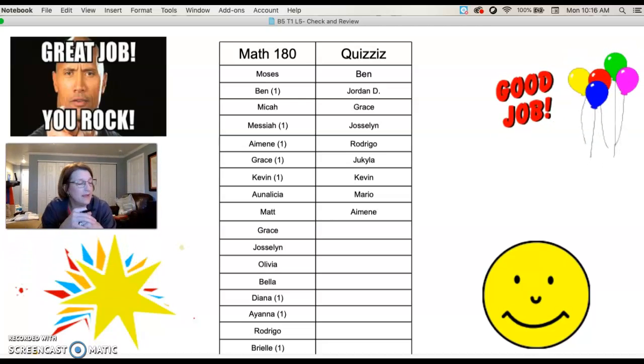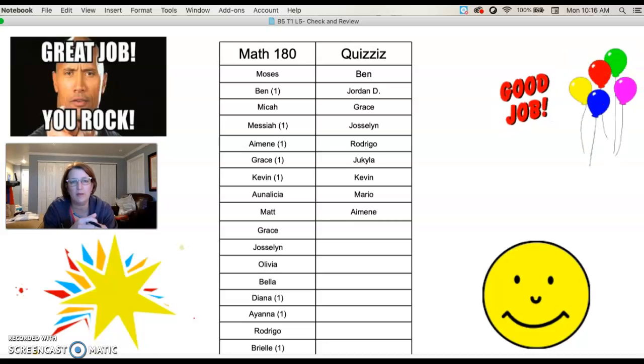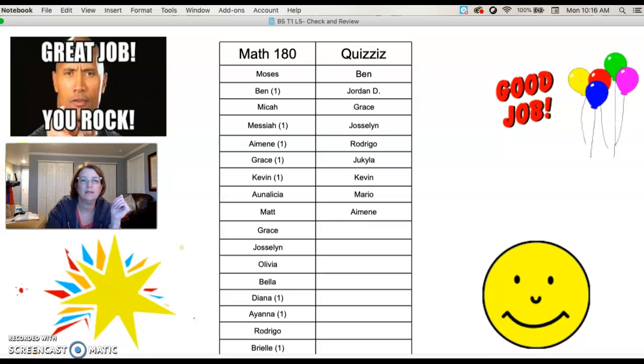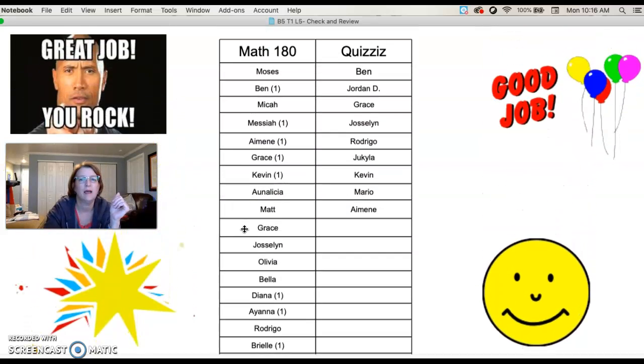The number ones next to names means that those people completed one lesson this week. I could color in one more thing on my chart, so I was really glad to see that. So lots of you are doing some on Math 180, and that's amazing.